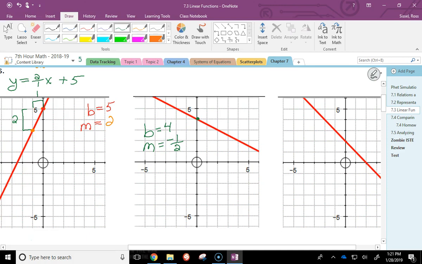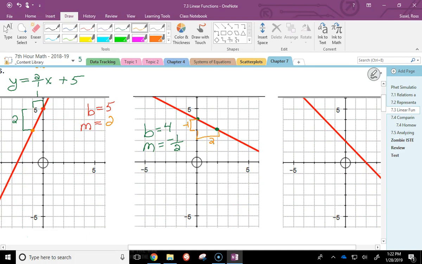If we check this, here's my point. I'm going to look left to right. I know that spot right there. So now checking, I went down 1, so negative 1, and I'm going to go over 2. Negative 1 over 2. Writing the equation for this one now.